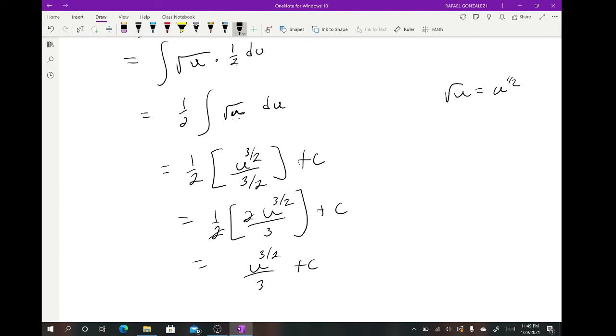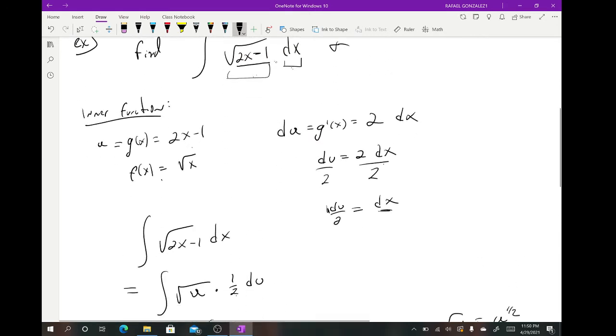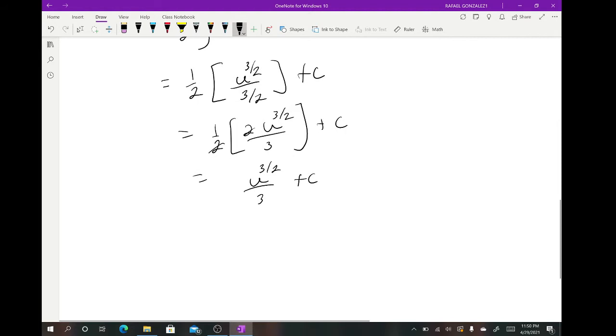But the problem was given to us in terms of x. So we have to give it back to the person who gave it to us in terms of x. So we now rewrite in terms of x. This is something that you should always do.